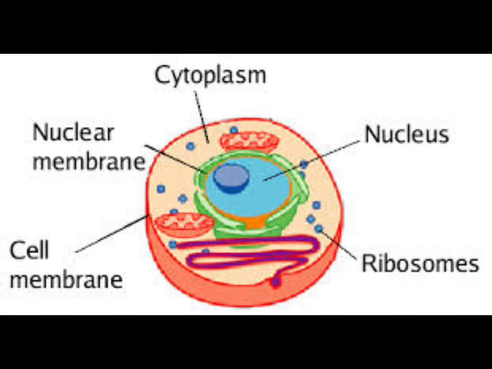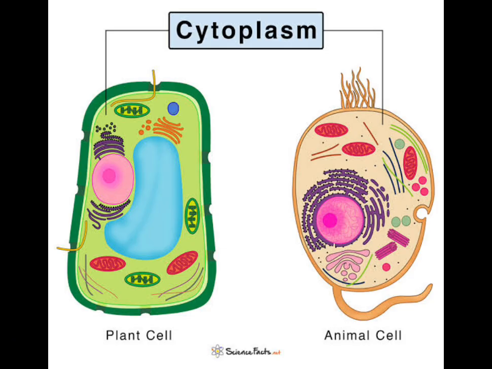Inside the cell membrane lies the cytoplasm, a jelly-like substance that fills most of the cell. The cytoplasm contains water, dissolved nutrients, salts, and all the cell organelles. Most of the chemical reactions necessary for life occur here because it contains numerous enzymes that speed up these reactions. The cytoplasm also supports and suspends the organelles within the cell.